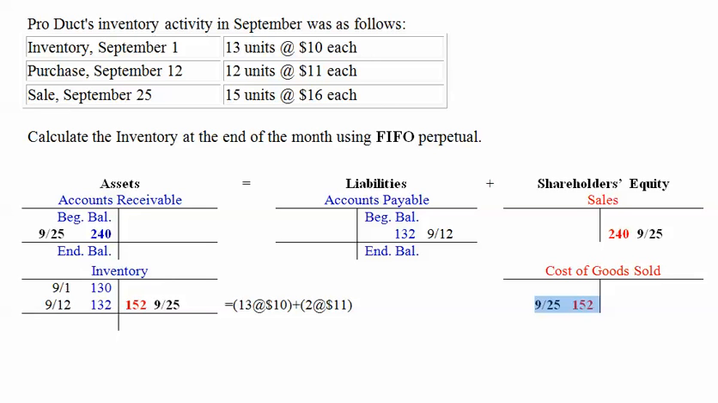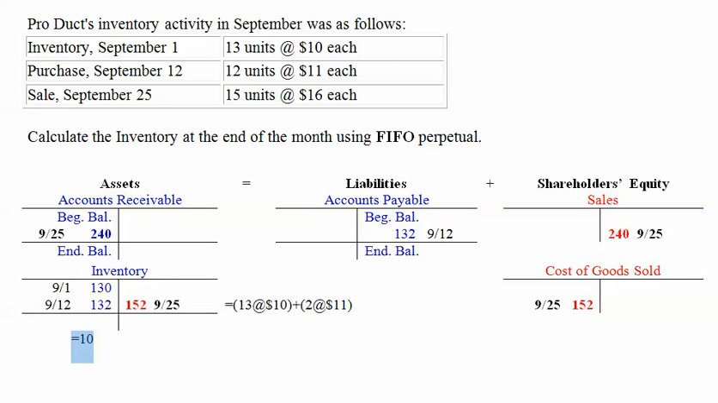Now what's left? What's going to be in inventory? Well, these are all your goods available to sell. They can only be in one of two places. They either have gone out the door, sold as cost of goods sold, or they're still here in inventory. Well, what we have left are 10 units because we had 25 available, sold 15, so we have 10.